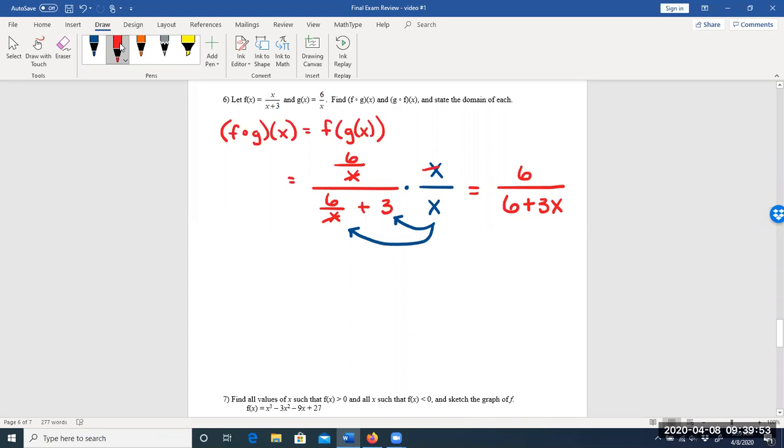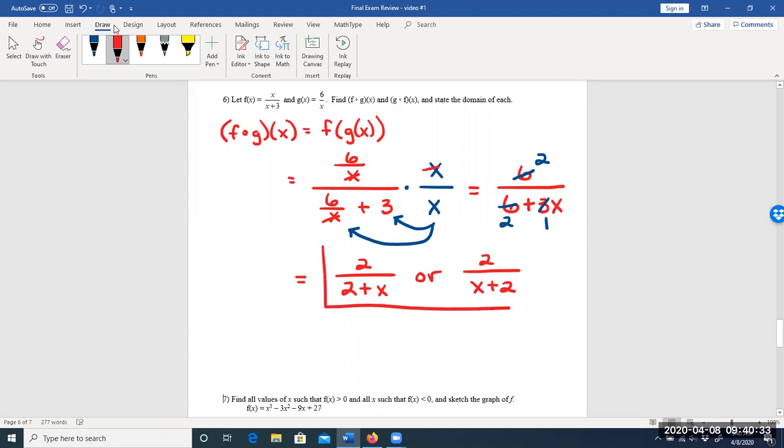Now, the last thing I want to do before I report my answer is I do want to reduce. All 3 terms of this fraction are divisible by 3. So I could divide everything by 3. Okay, so final answer then is 2 over 2 plus x. Or, I mean, that's completely fine. But if you also want to make the denominator x plus 2, that's okay, same thing. So either one is fine.